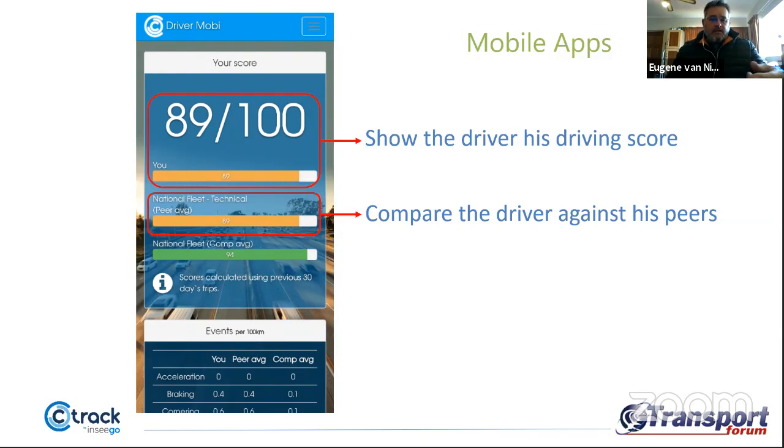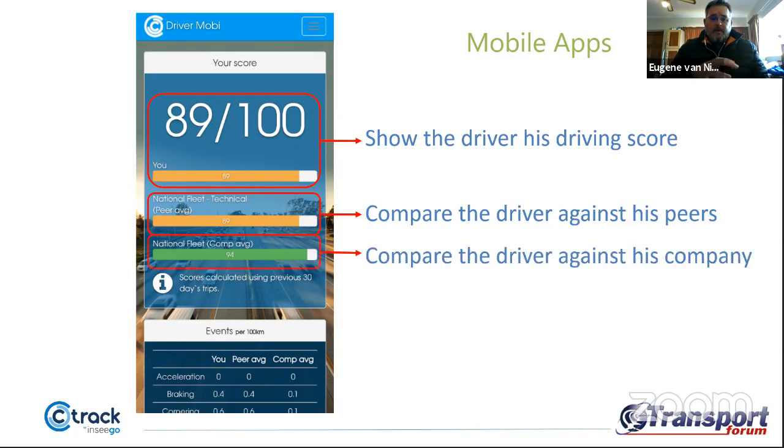Because now the driver in this example can see that he's at the same level as the rest of the guys performing with him. But what is even more important is if I can show the driver compared to the whole company, and to guys that may be operating in other divisions in the business. So 89 out of 100, I don't think, is a bad driver rating score. Compared to his direct peers he's equal, at 89, but he's actually slightly less than the national fleet, than the rest of the company.